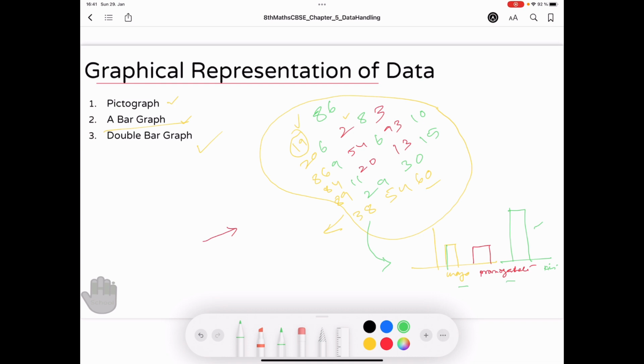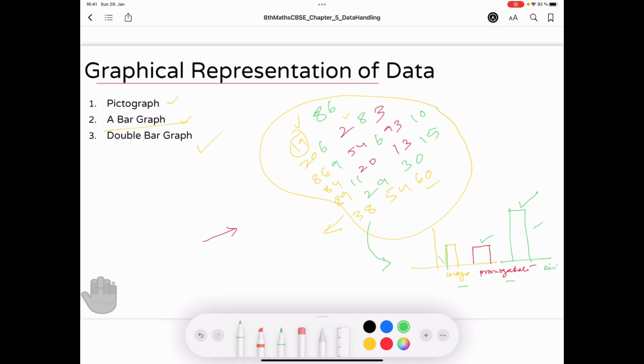Now it will be easier. We can quickly say which fruit has the maximum height. We can quickly say that kiwi has the maximum height. Which fruit has the minimum height out of the three categories available? We can quickly say pomegranate has the minimum height. So it is easier if we graphically represent data.